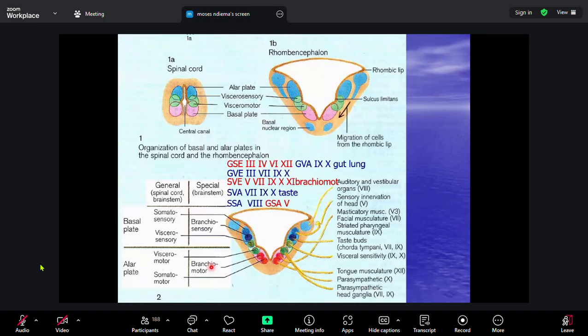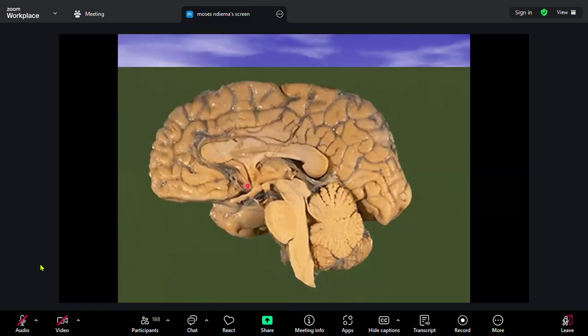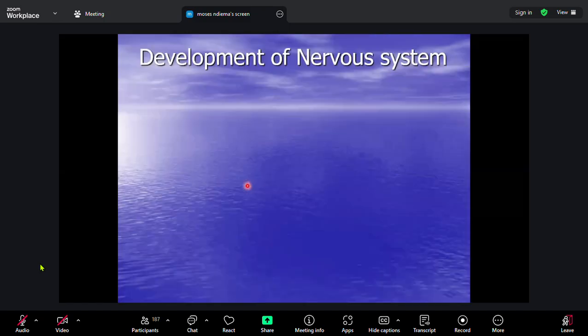Now, this one is again just to illustrate what we have at the most apical part, a roof plate becoming highly attenuated. And then we have these cranial nerve origins, what supplies what. In addition, we have what we call branchiosensory and branchiomotor. These are structures derived from the branchial arches. So again, we'll revisit this when you are looking at the sensory systems. That is about the development.